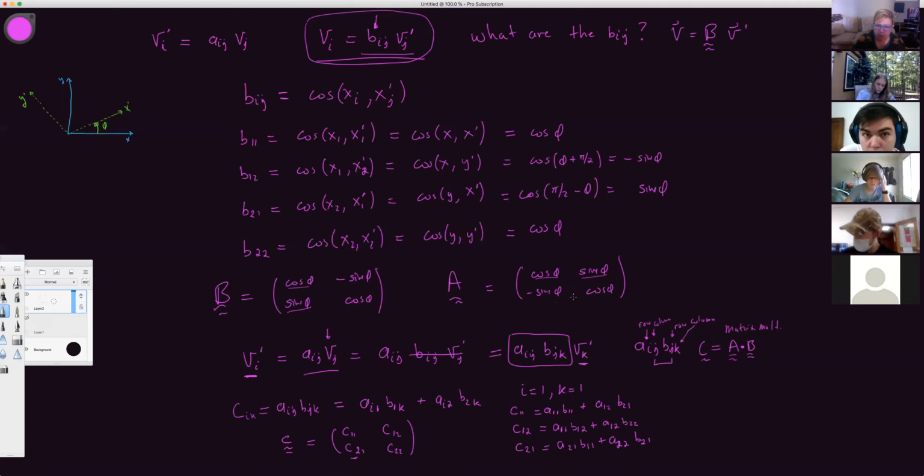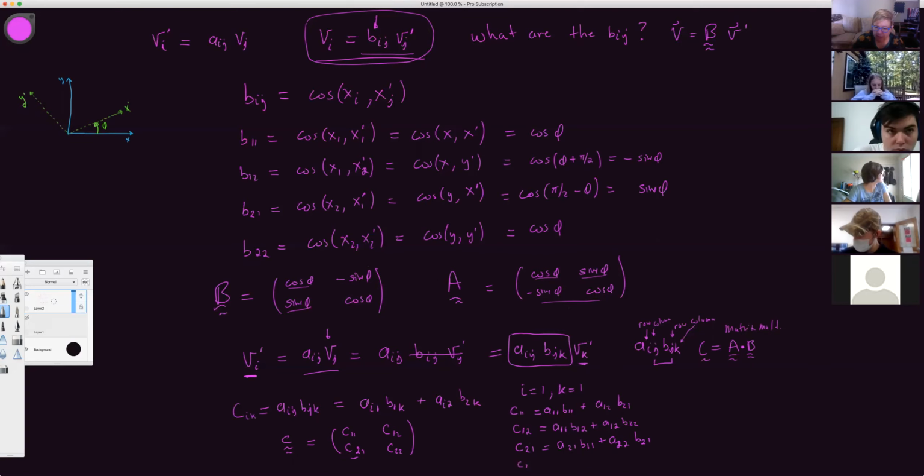And we know by matrix multiplication that this should be row times column. So let's see. We have A21 times B11, and then plus A22 times B21. Yeah, row times column yet again.